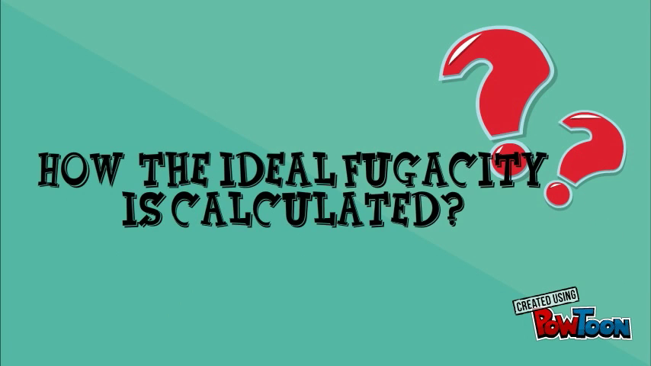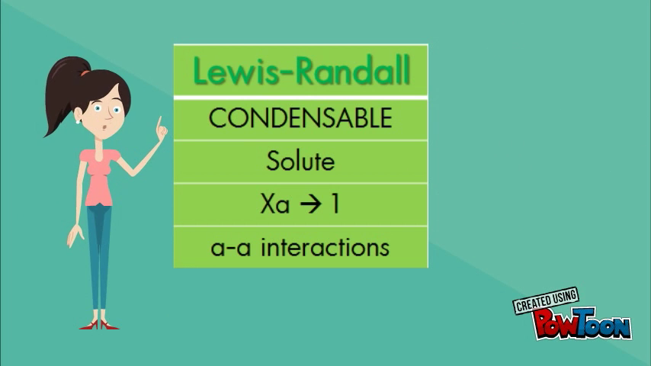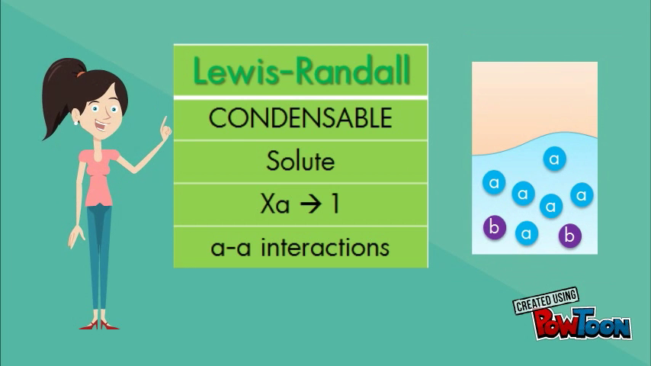How is the ideal fugacity calculated? First, we have the Lewis-Randall reference state, which is for condensable components. The solute represents the majority of the solution. Therefore, the composition of A tends to 1 and we have A-A interactions.